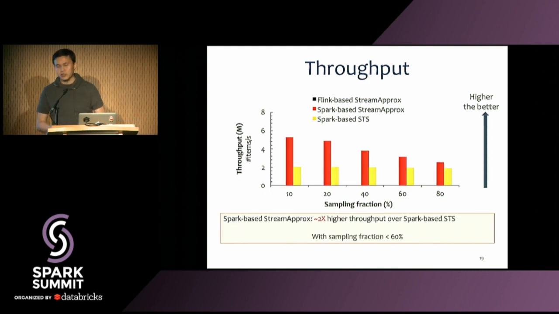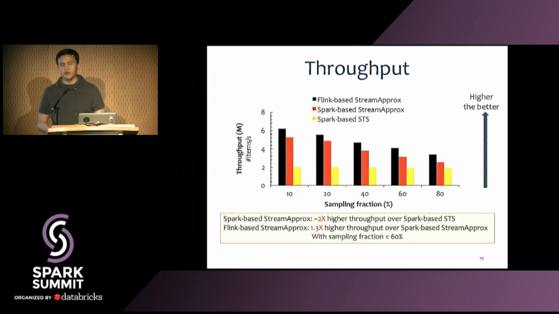Now take a look at our system. Our system achieves 2 times higher throughput compared with Spark-based stratified sampling, with a sampling fraction of less than 60%. As I mentioned before, we also implemented our system using Apache Flink, and interestingly, with the Flink system, we achieved even higher throughput. In fact, it achieved around 1.3 times higher throughput compared with the Spark-based implementation.